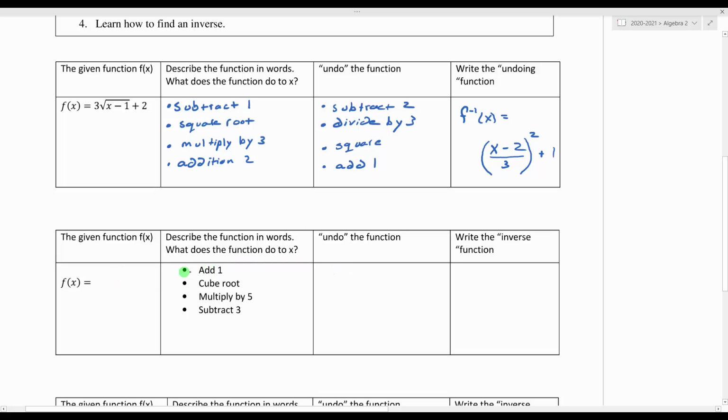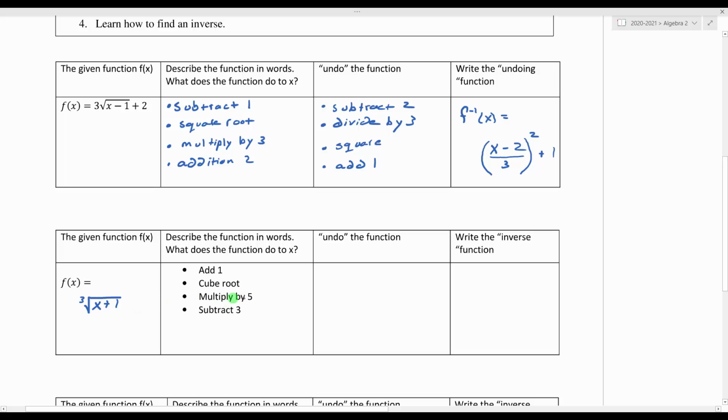Okay, so we're going to go over here. I'm going to write my x, right? That's my input, and I'm going to add 1 to the input, right? So plus 1, and then I'm going to cube root. Now this is a new one, right? I think we saw cube root in the video from yesterday, but it looks just like a square root. So it looks like this, but with a little 3 on it, right? So that makes it a cube root.